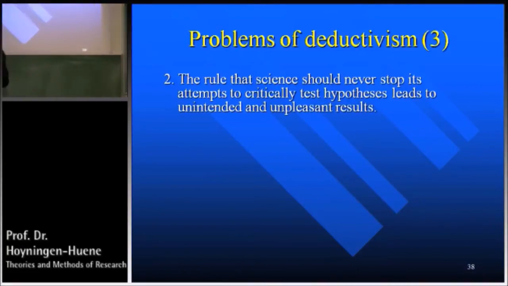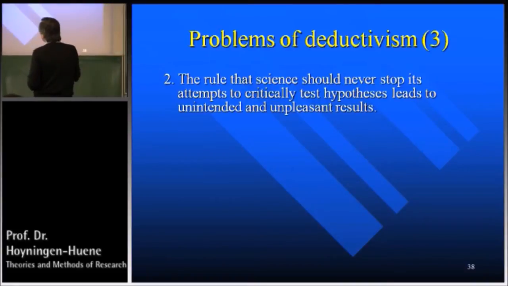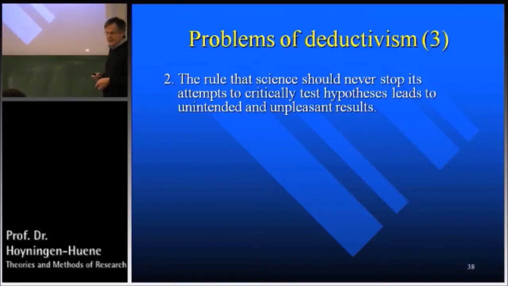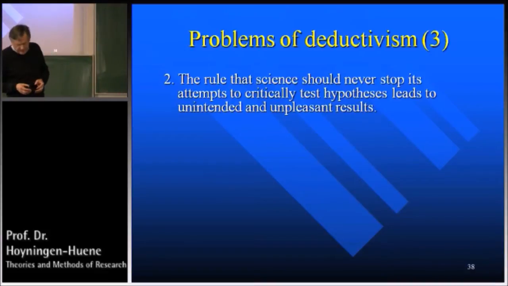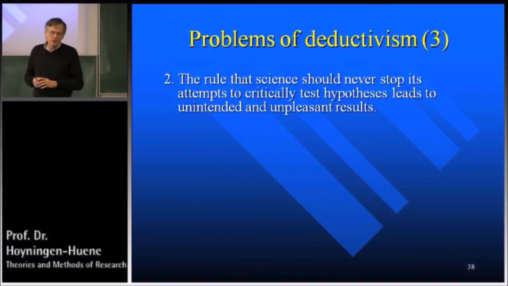Let us look at this consequence of deductivism. That's now the second main problem, therefore the number 2 here, although there was no number 1 on the slide before, but this is number 2. The rule that science should never stop its attempts to critically test hypotheses leads to unintended and unpleasant results. And that is something I'm going to show you now.